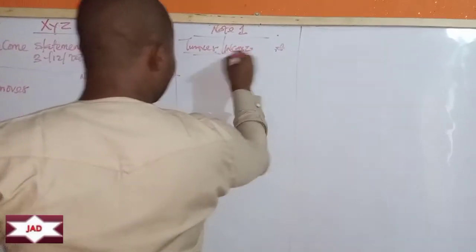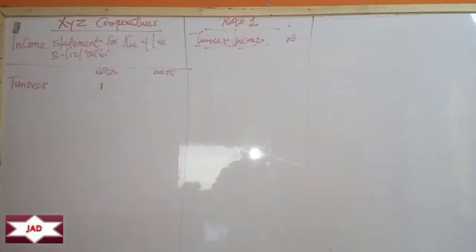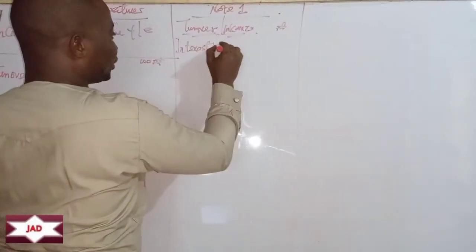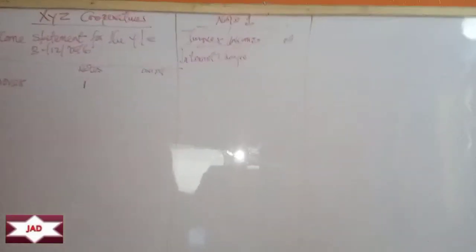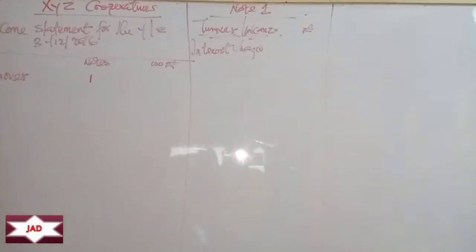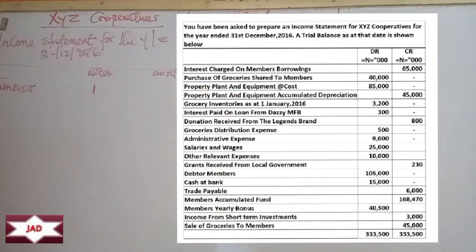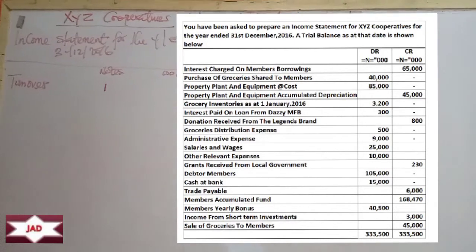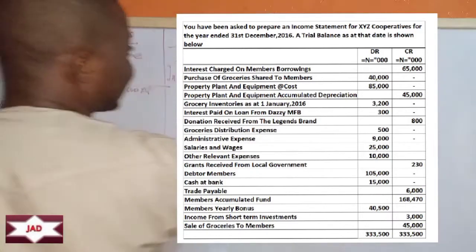So let's say note 1 now. Turnover, or what you call incomes. You can use turnover or you can use incomes. So let's go to the trial balance. What are the incomes there? Here I can see interest charged on members' borrowing. So we have interest charged. How much is that? I can see 65 million. But is there any additional information?